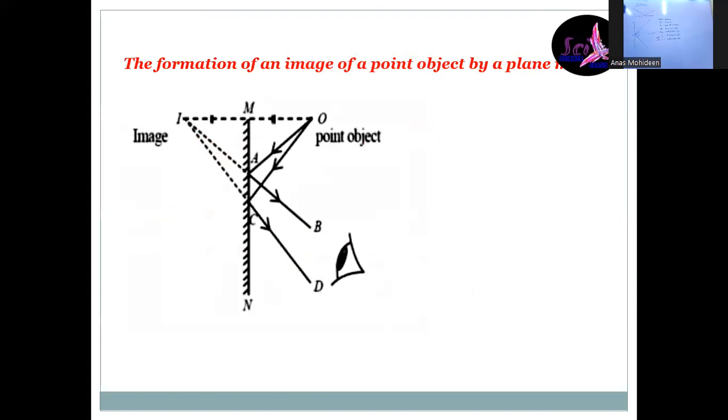Look at this image. We're going to draw the diagram for a point object. So we are starting from the very basic part. How do we draw a ray diagram for a point object?